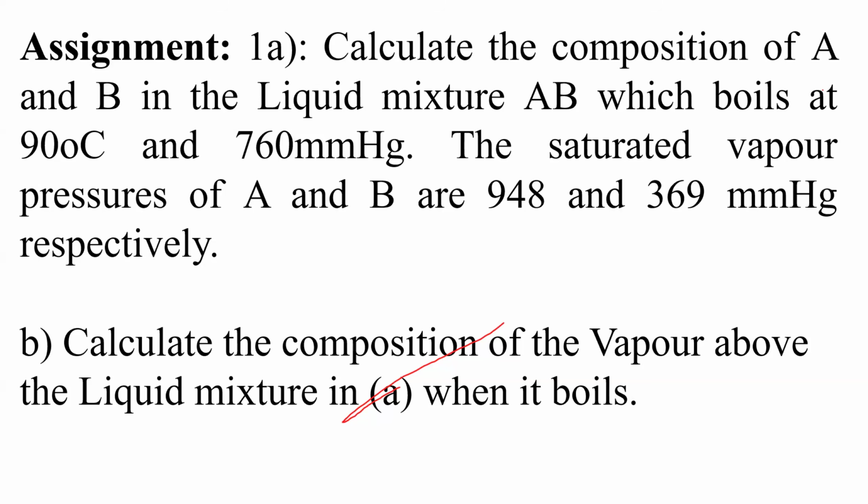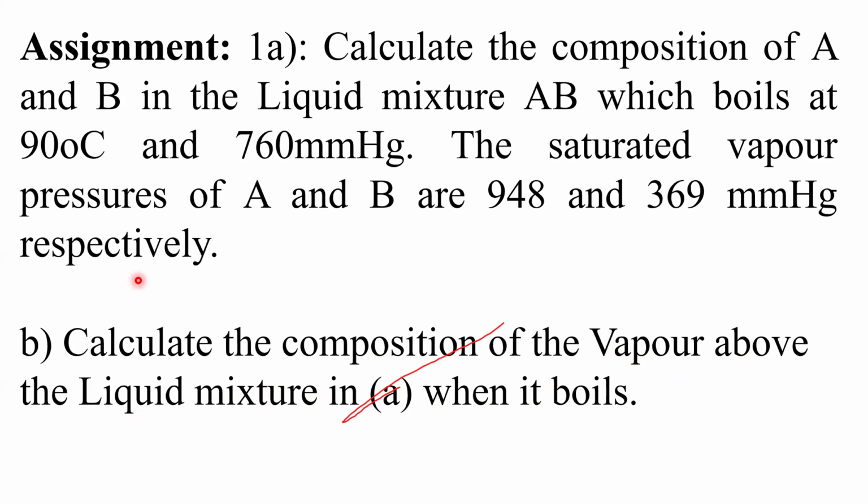Maybe to read for you as you take a screenshot. They're saying to calculate the composition of A. This time around they want the composition of A and B in the liquid mixture AB, which boils at 90 degrees Celsius and 760 millimeters of mercury. The saturated vapor pressures of A and B are 948 and 369 millimeters of mercury, respectively. After that, calculate the composition of vapor above the liquid mixture in A when it boils. So that is the question.